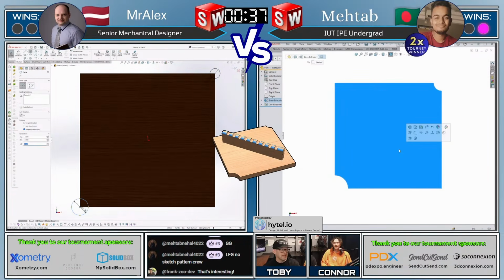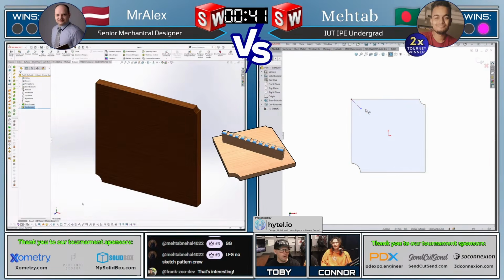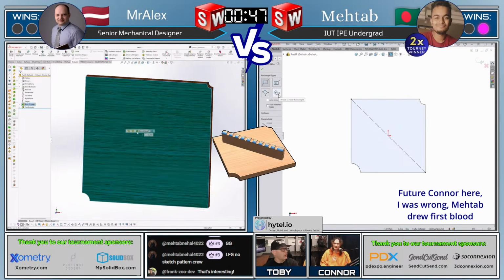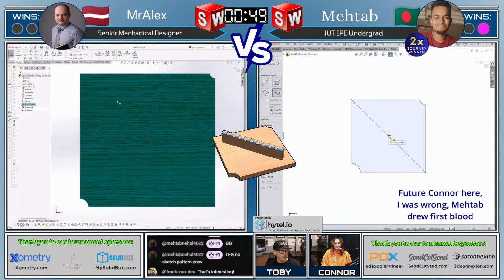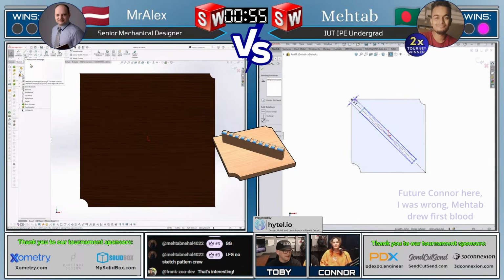And wow, Mehtab drawing first blood, getting that first sketch in there. Whoa, well, MrAlex also coming through. It was really close, but I think MrAlex might have actually gotten it. Oh, okay. We're gonna have to go to VAR. Yeah, we're gonna have to see. But it was close. It was within like 1 second. Wow. Very, very nice, guys.